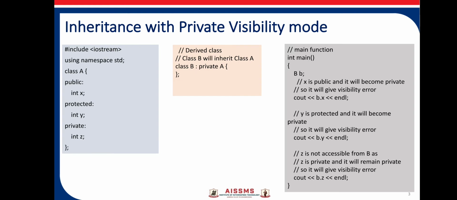Because of the private visibility mode during the inheritance, whichever contents of the base class are available inside it will get converted into private visibility mode. That means if int x is available in public mode, it will get converted into private. Even protected is also converted into private, and private will remain as private only.